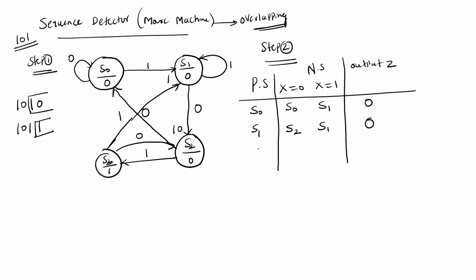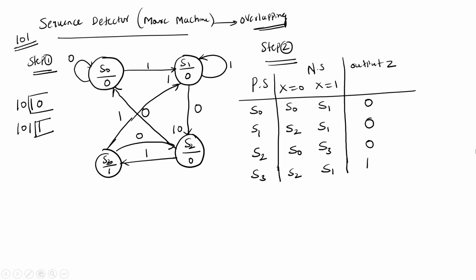That output is 0 only. And at S2, tell me. When x equal to 0, it will go to S naught, and x equal to 1, it will go to where? S3, yes, and output is 0. And at S3, when x equal to 0, it will go to S2, and x equal to 1 it goes to S1, and at S3 you are getting output 1.